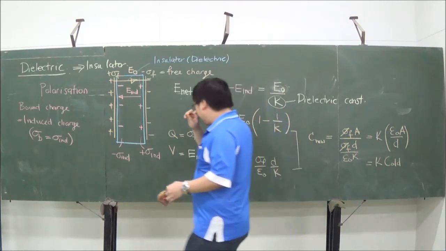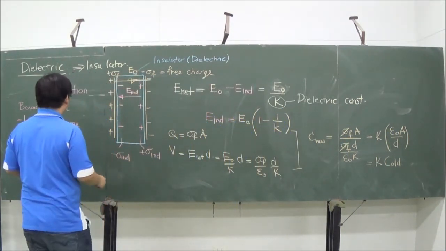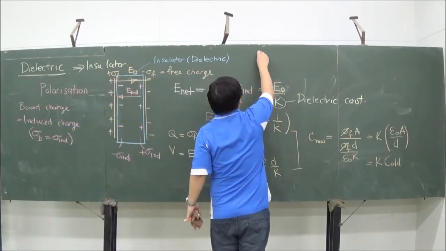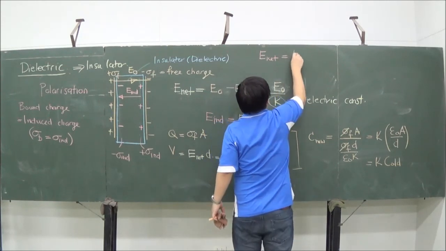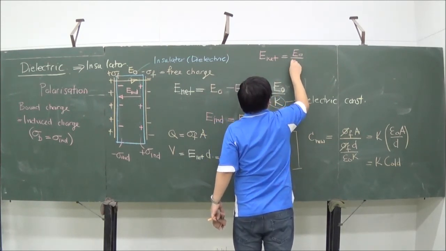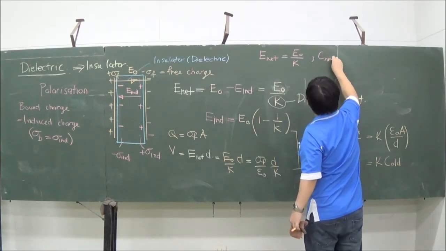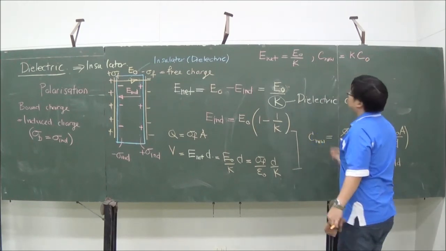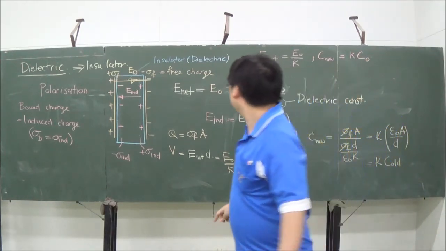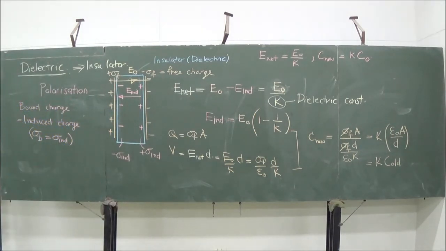So you see that by inserting the dielectric, we have this relationship: E net equals the previous field divided by kappa. And the new capacitance C equals kappa times the old capacitance C naught. So you see that the capacitance increases in this way when we insert the dielectric in between.